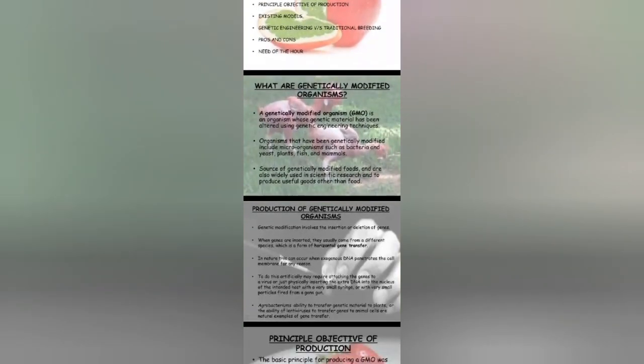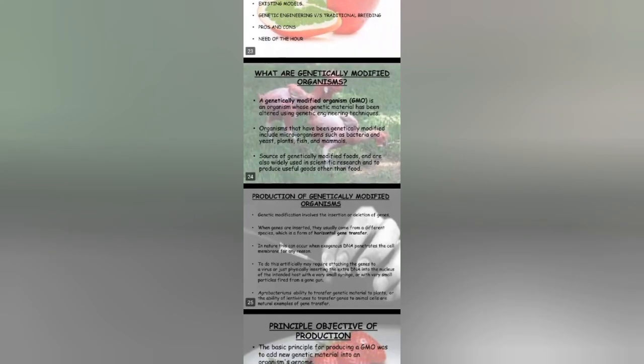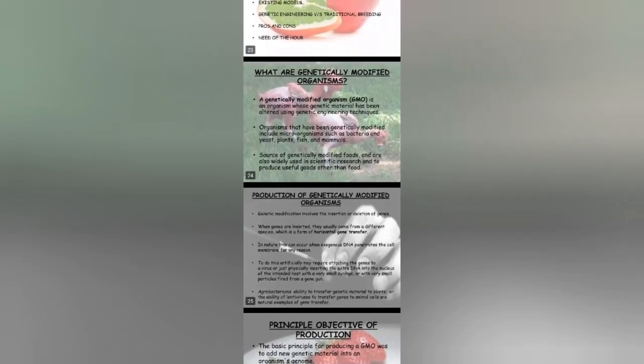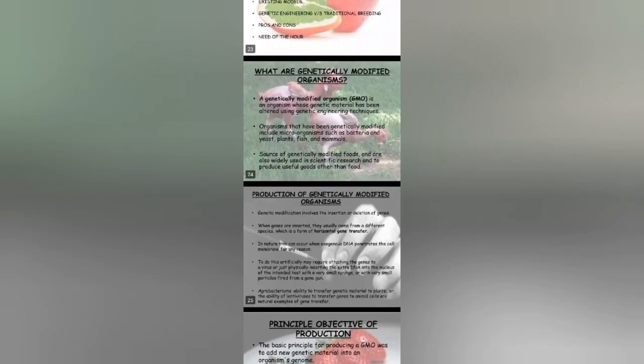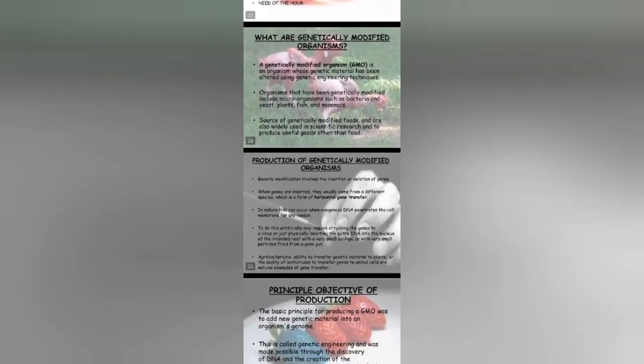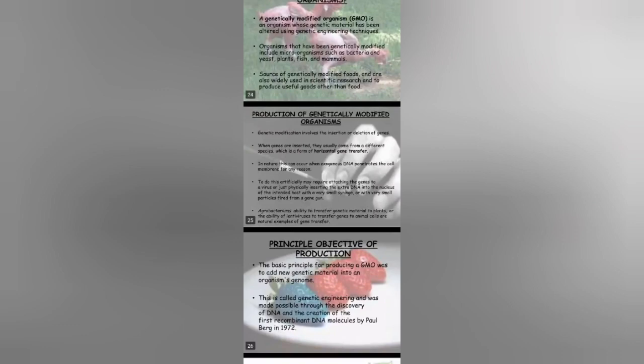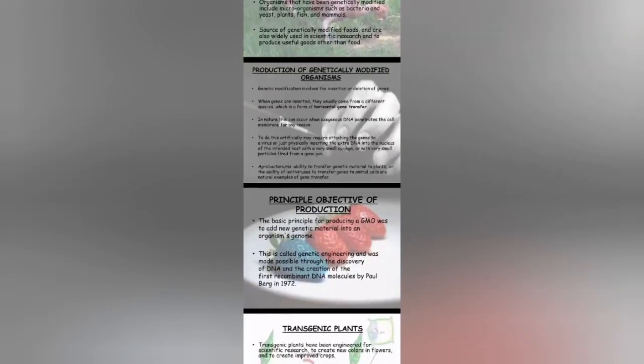A genetically modified organism, or GMO, is an organism whose genetic material has been altered using genetic engineering techniques. Organisms that have been genetically modified include microorganisms such as bacteria and yeast, plants, fish, and mammals. They are the source of genetically modified foods and are also widely used in scientific research and to produce useful goods other than food.